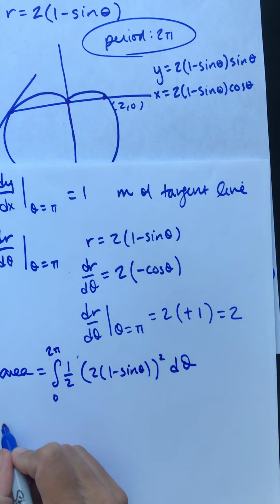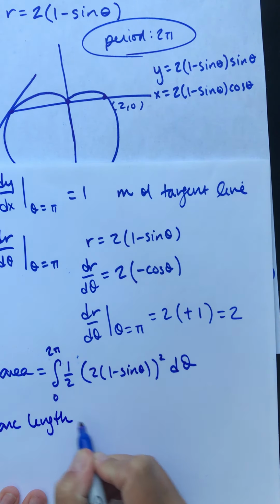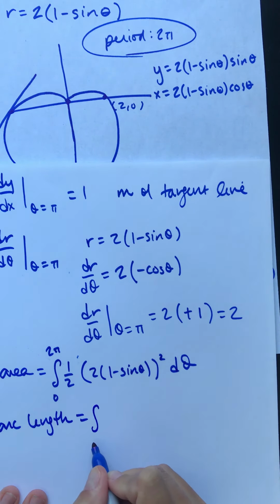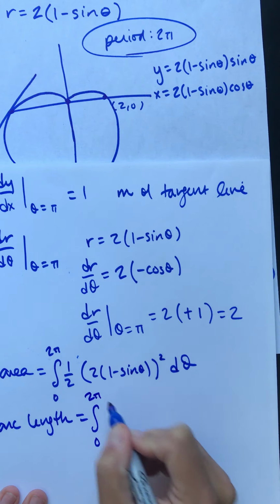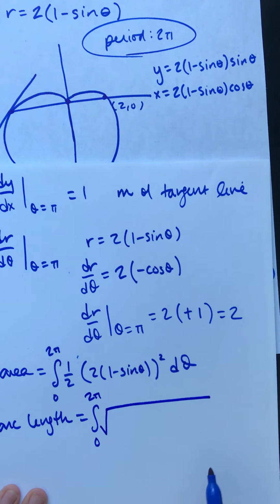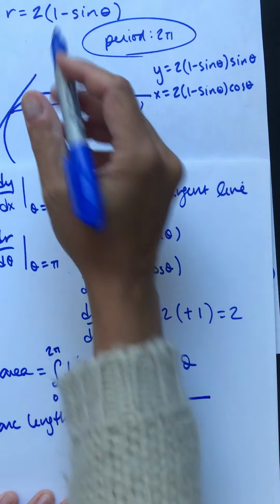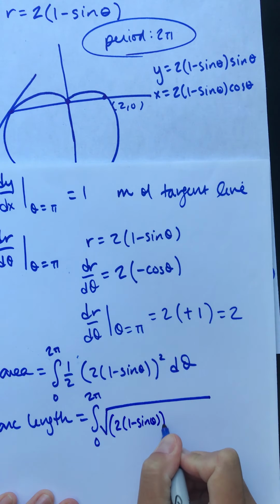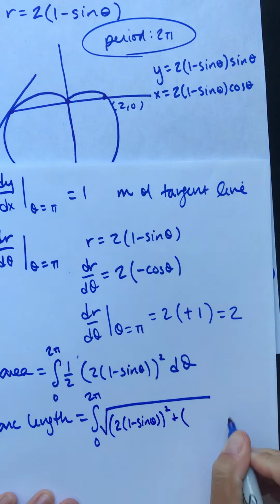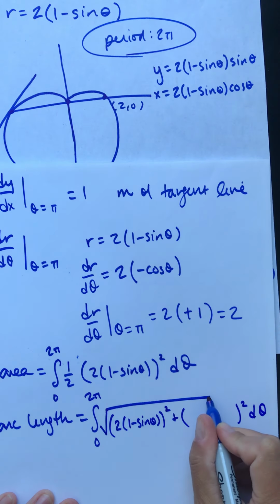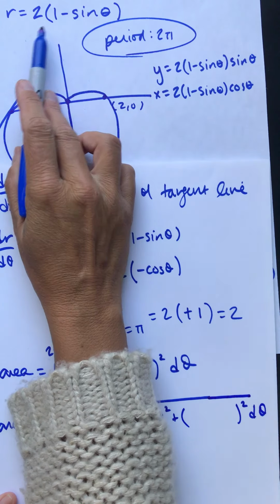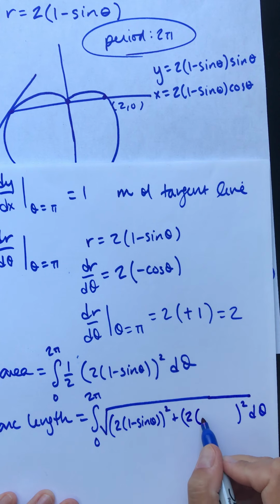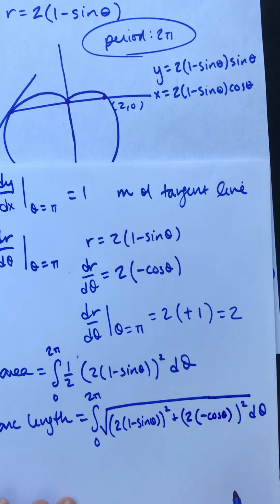And I could find the arc length. Again, to travel the entire curve takes 2 pi. So my arc length is the integral from 0 to 2 pi of the square root of f of theta squared, which is r, so (2 times (1 minus sine theta)) squared, plus f prime of theta squared. Let's make this go all the way out here. The derivative of 2 times (1 minus sine theta) is 2 times negative cosine theta, squared.